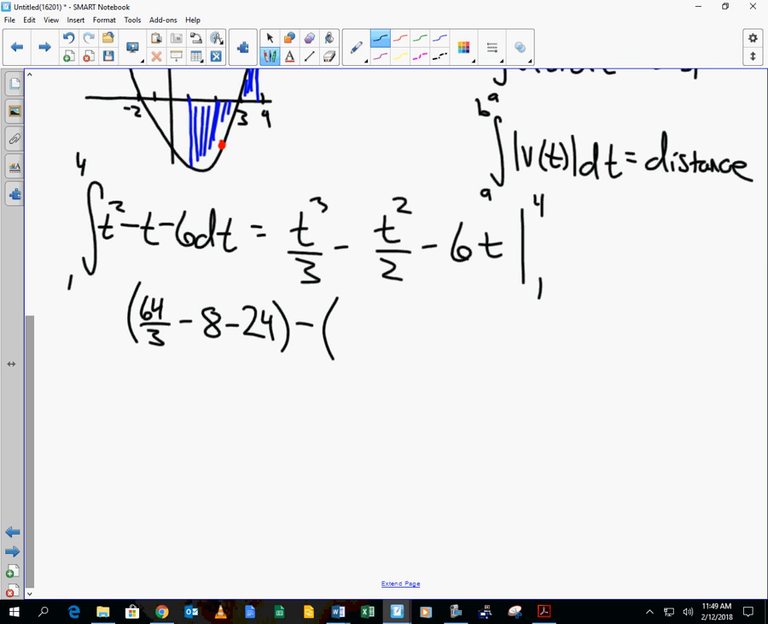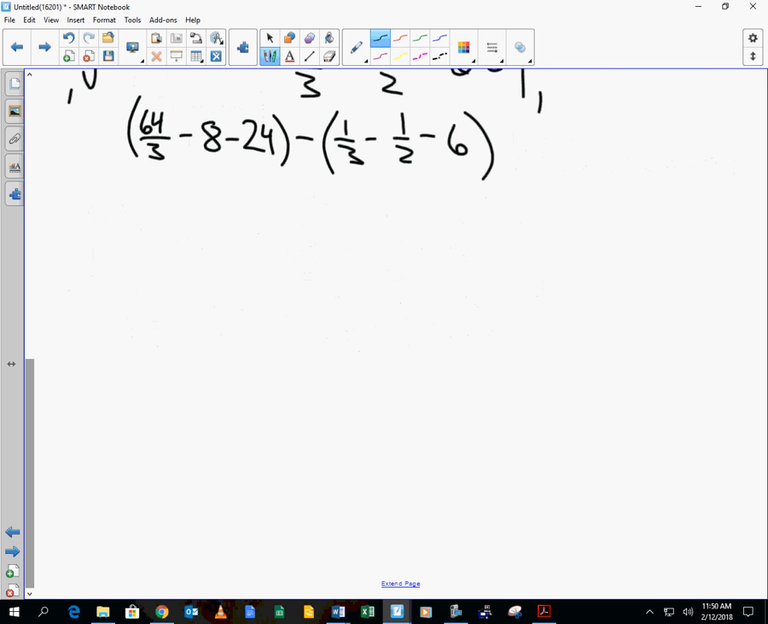Now I'm going to plug in 1. 1/3 minus a half minus 6. 64/3 minus 1/3 is 63/3, which is 21. Got negative 8 and negative 24 is negative 32 minus a negative 6. So I have to add the 6.